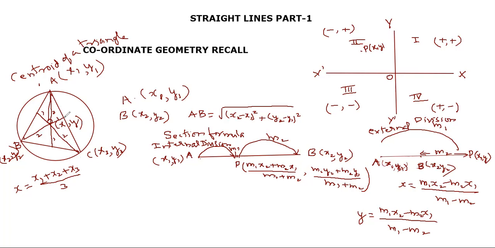This is the midpoint. Suppose the midpoint of AB is D. Then D can be written as x1 plus x2 by 2, the midpoint coordinates, and then we can use the internal division formula. Ultimately we will get this formula for the centroid of a triangle: y is equal to y1 plus y2 plus y3 divided by 3.